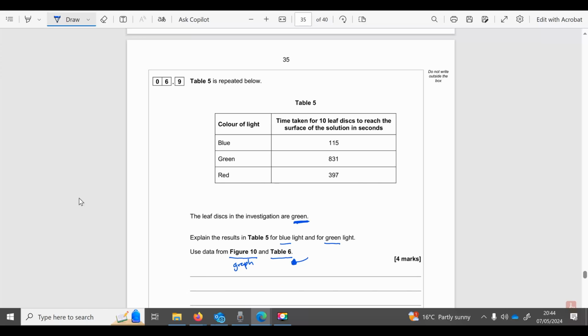First thing then is the table. It says time taken for 10 leaf discs to reach the surface of the solution in seconds. If you look at blue light, it takes 115 seconds for the disc to reach the surface. Green takes 831 and red takes 397. So the fastest we can clearly see is blue and the slowest is green. Underneath the table, a separate sentence is one of these notable sentences that we need to make a note of: the leaf discs in the investigation are green. So the leaf discs are the same color as the color which took the slowest.